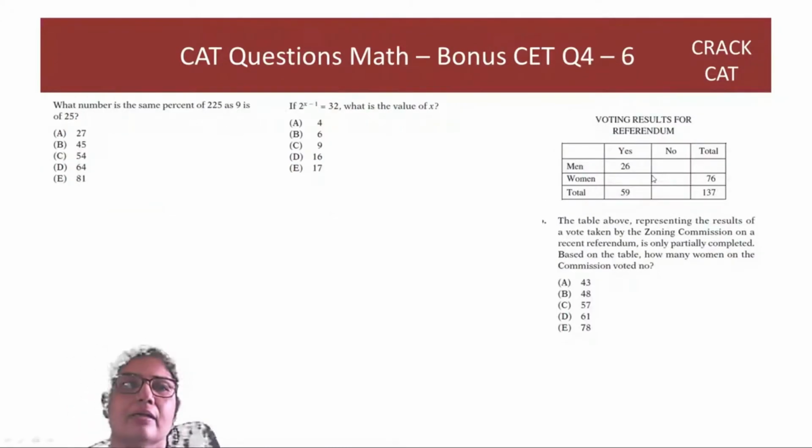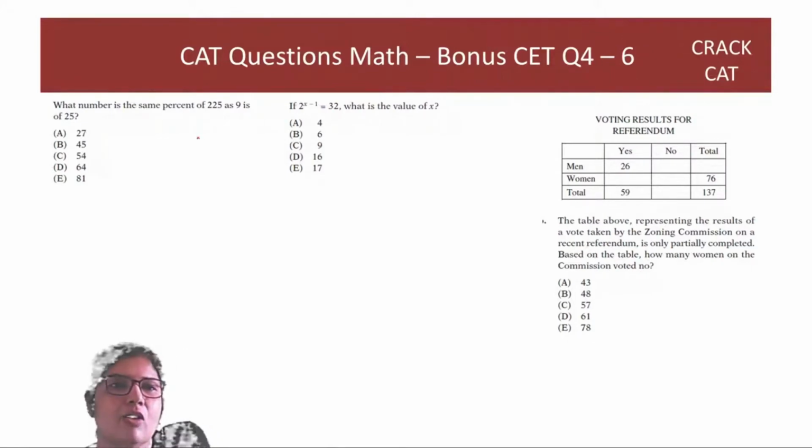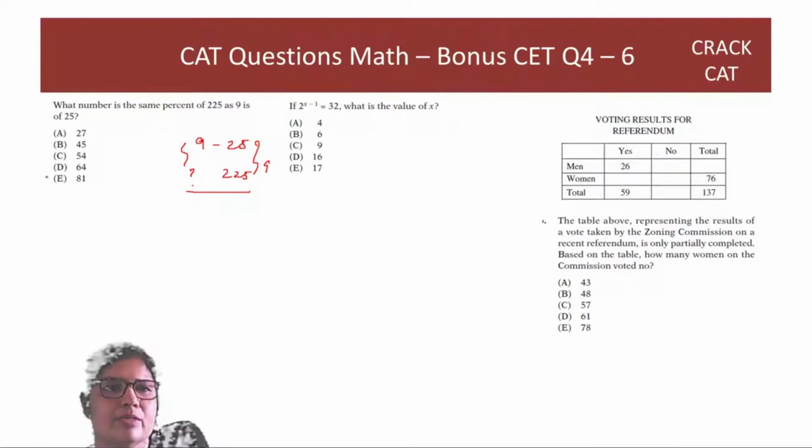Right? What number is the same percent of 225 as 9 is of 25? So 9 and 25, the relationship they have, 225, sorry, what number will have the same relationship with 225? So this is 9, so this also has to be 9 times. So that number is going to be 81.